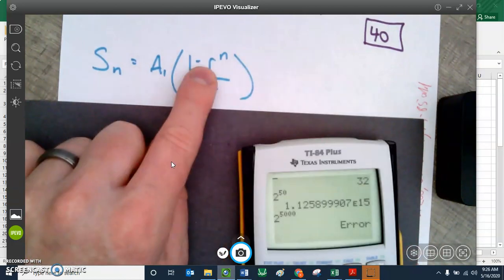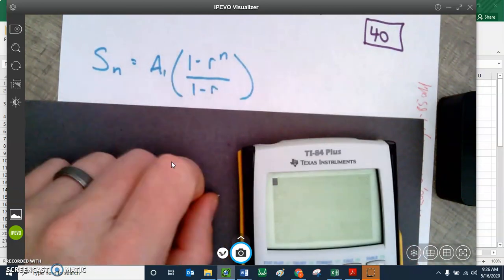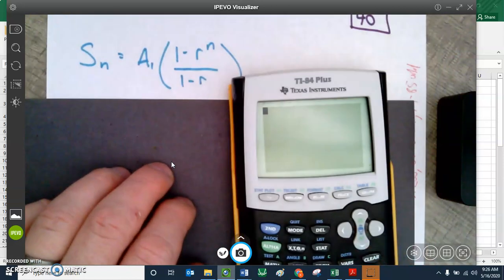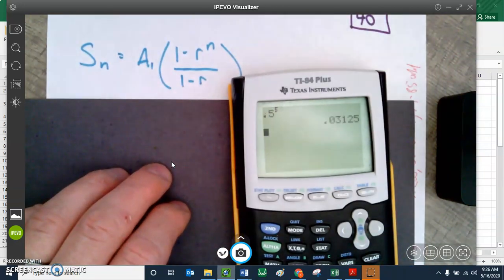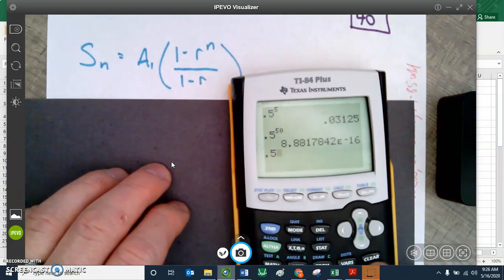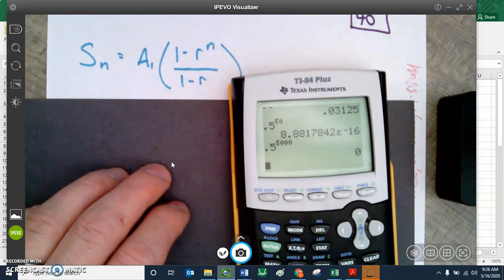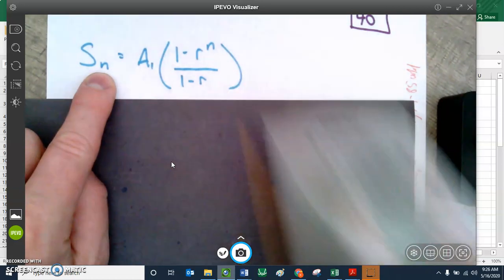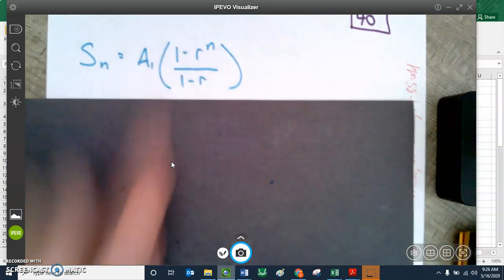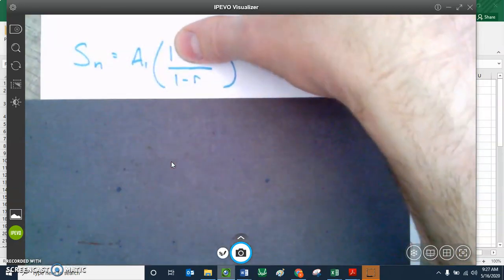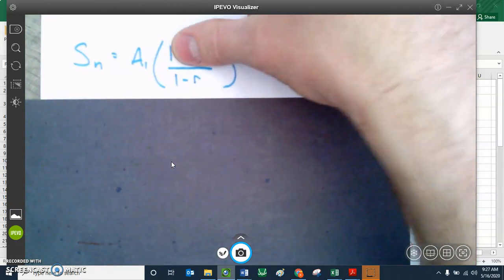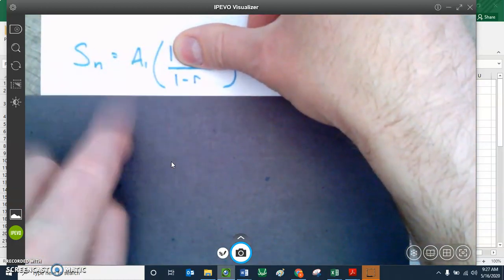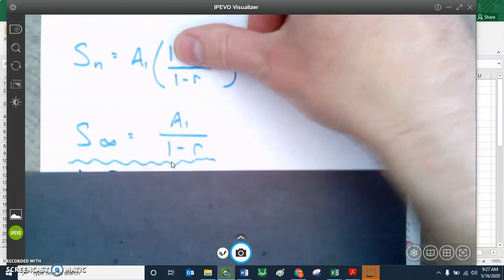But if r is less than 1, like a half, well, let's see, a half to the 5th, a half to the 50th, a half to the 5,000th. It gets so small, it approaches 0, it gets to 0. As we let n go to infinity, an infinite sum, this piece of the formula just falls off. That goes to 0, 1 minus r to the n, 0. So now we're just left with a1 times 1, a1, over 1 minus r, and that's it.